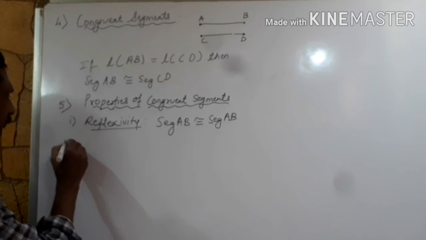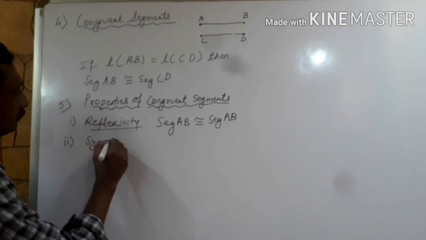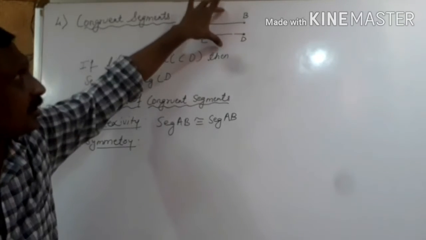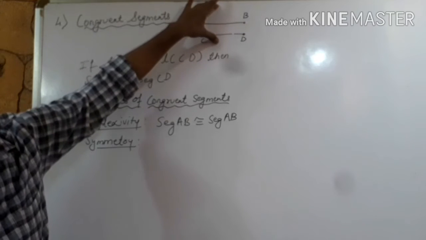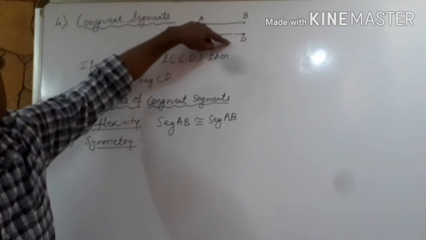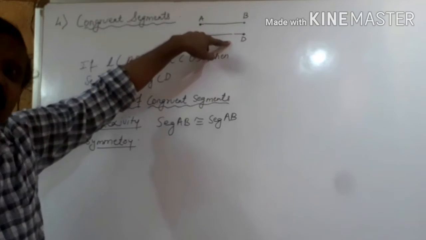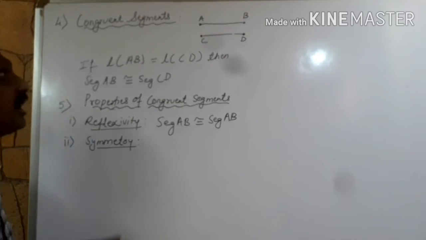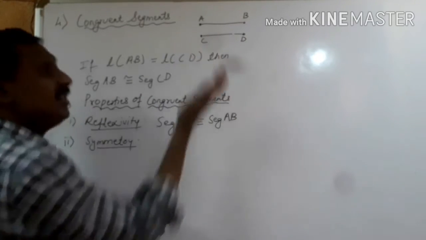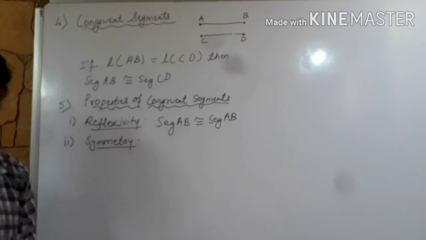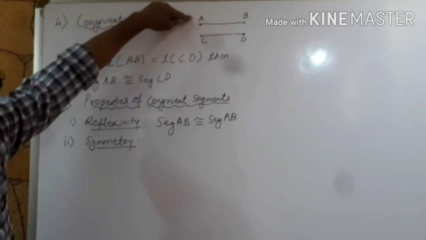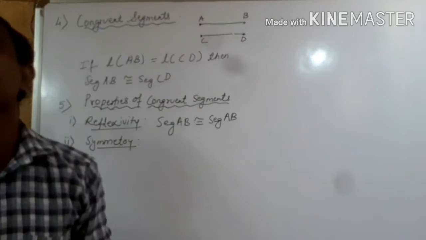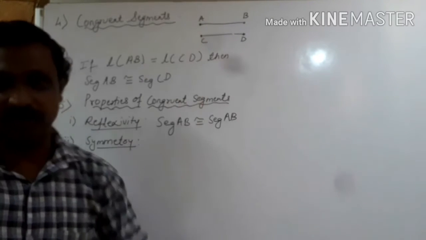Second, symmetry. In symmetry, consider the two line segments over here. If segment AB is congruent to segment CD, then segment CD is also congruent to segment AB. This is called symmetry. If this segment is congruent to this segment, then this segment is also congruent to the other segment.